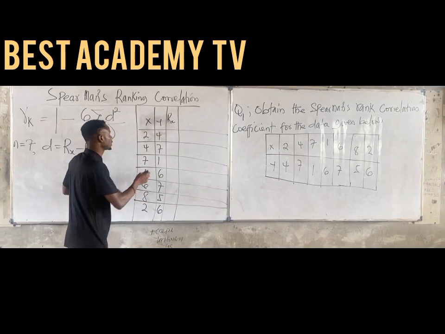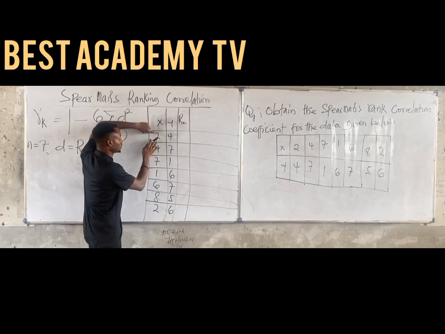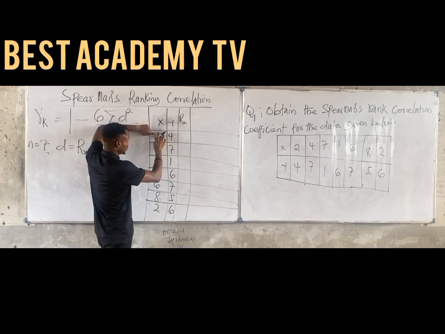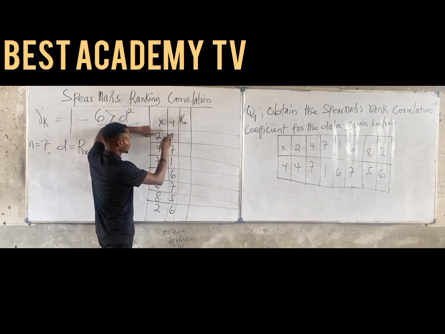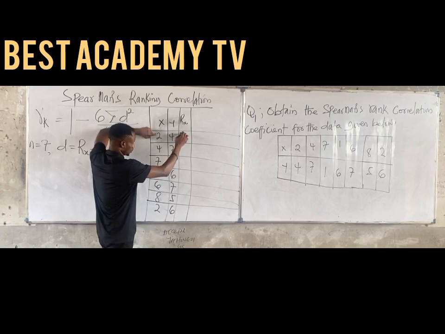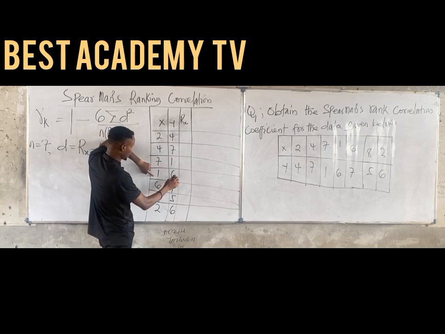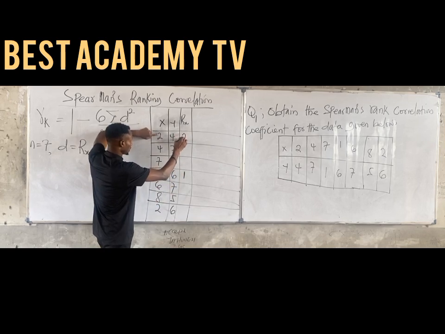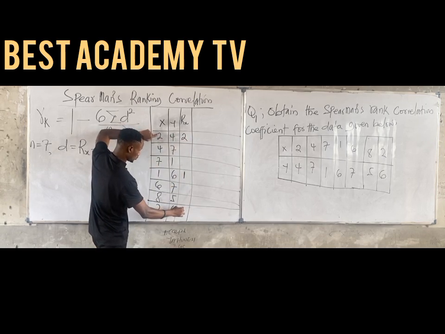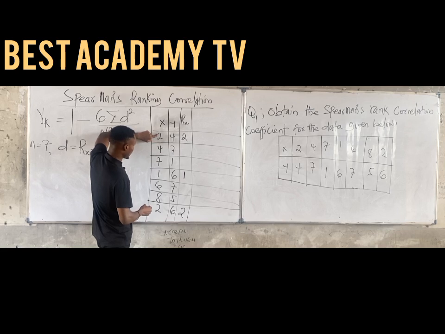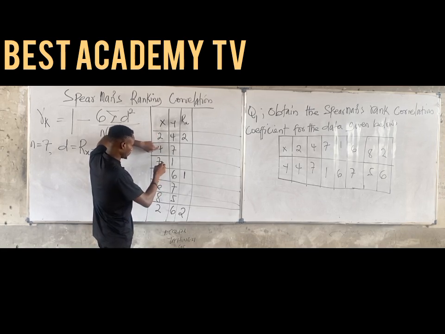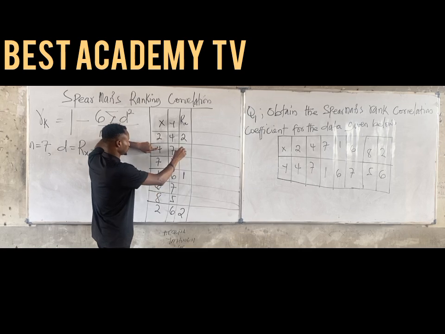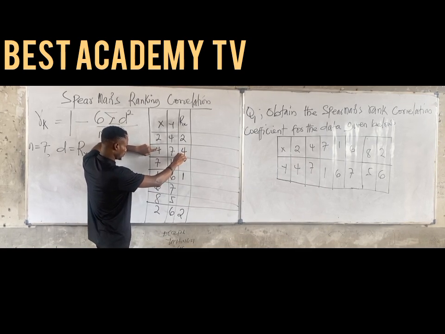Okay, now let me rank this x. Ranking in ascending order, the smallest gets 1. Which one is the smallest here? This one, that is 1. Then 2, and another 2, since I'm ranking x. Which one comes after then? I'm supposed to give 3 here, but since I've given 2 twice, what will be the next? 4.